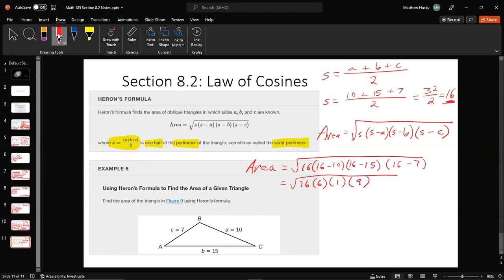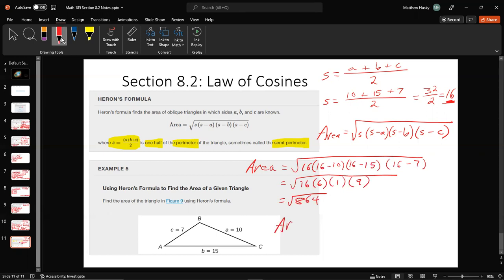And then what we need to do is do the square root. Let's figure out what 16 times 6 times 1 times 9 is. That is 864 is what that is. Right on, right on. Let's make that look a little more 4-ish.